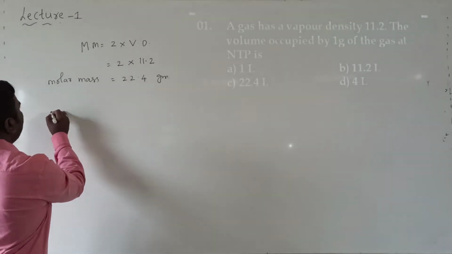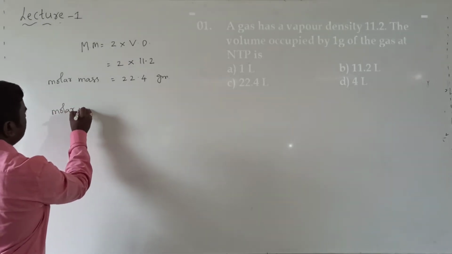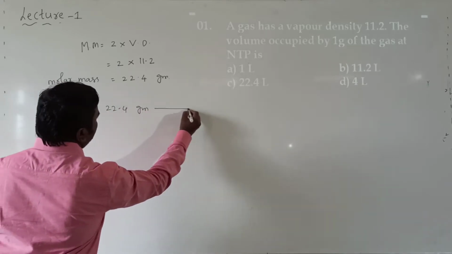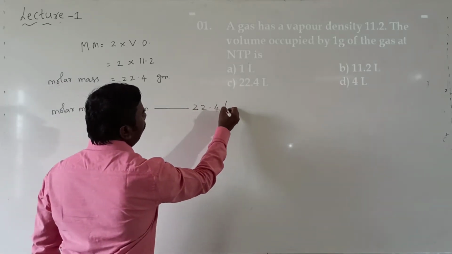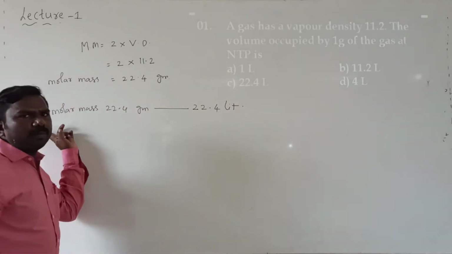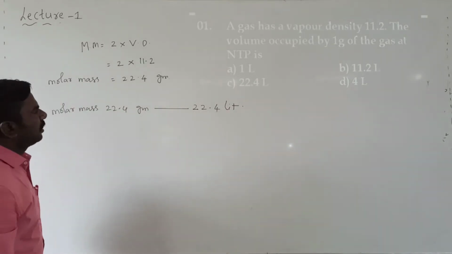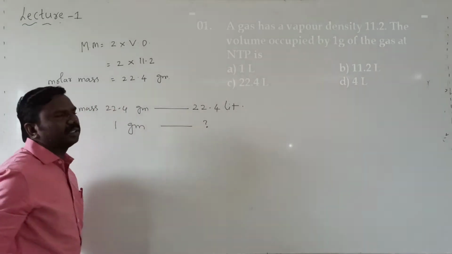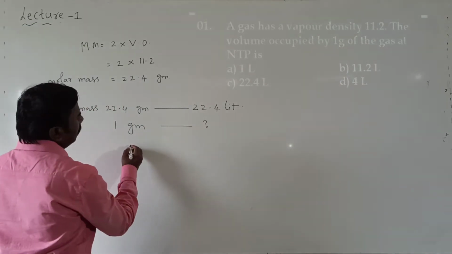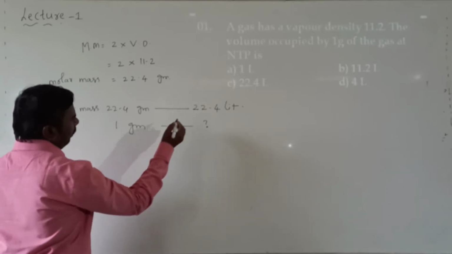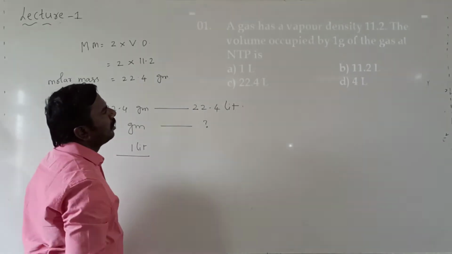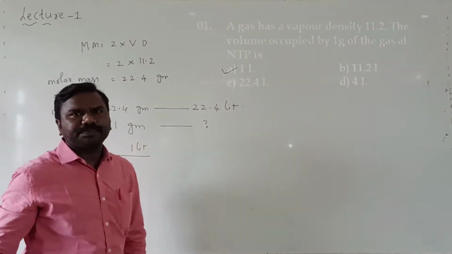So 22.4 grams occupies 22.4 liters because it is 1 mole. Then 1 gram is equal to how much? That is 22.4 by 22.4, so we get 1 liter. Answer: option A is correct.